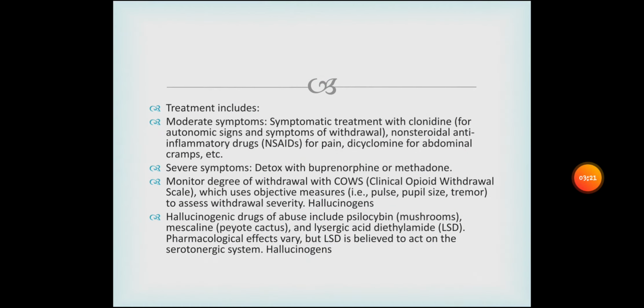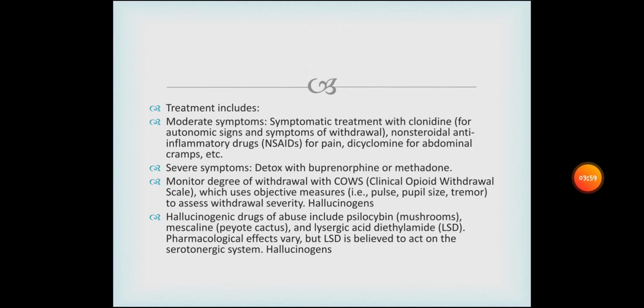So what's the treatment? If you have moderate symptoms, you do symptomatic treatment with clonidine for autonomic signs and symptoms of withdrawal, non-steroidal anti-inflammatory drugs, NSAIDs, for pain, dicyclomine for abdominal cramps, etc. Then for severe symptoms, you need to do detox with buprenorphine or methadone. You need to monitor the degree of withdrawal with COWS, the Clinical Opioid Withdrawal Scale, which uses objective measures such as pulse, pupil size, and tremor to assess withdrawal severity. If you want me to make a video on COWS, you can let me know and I'll make one on that.